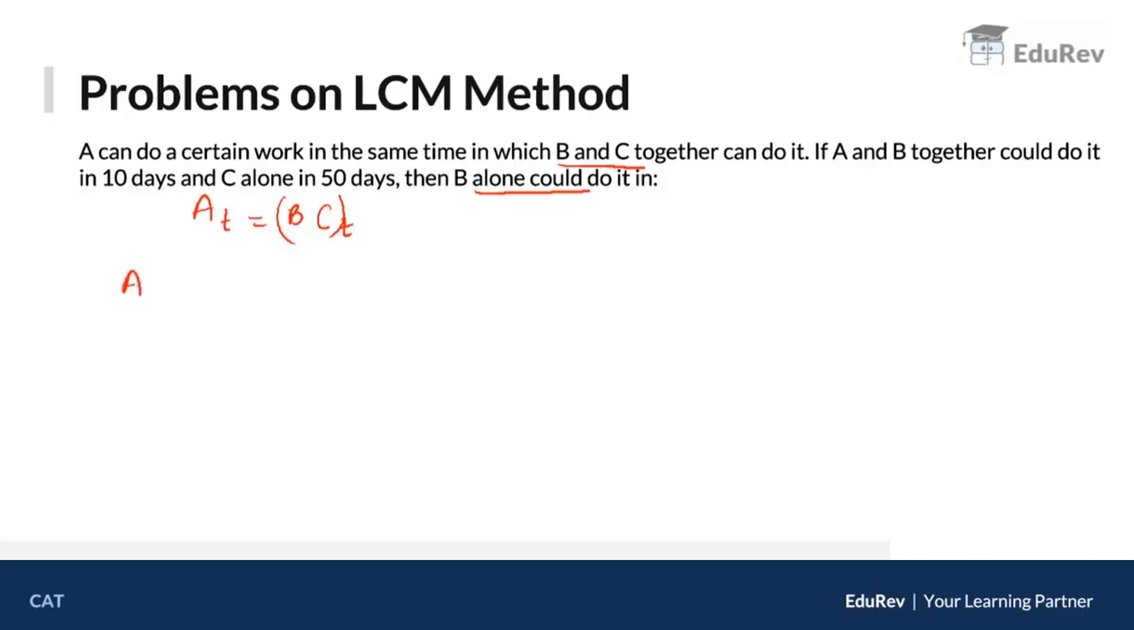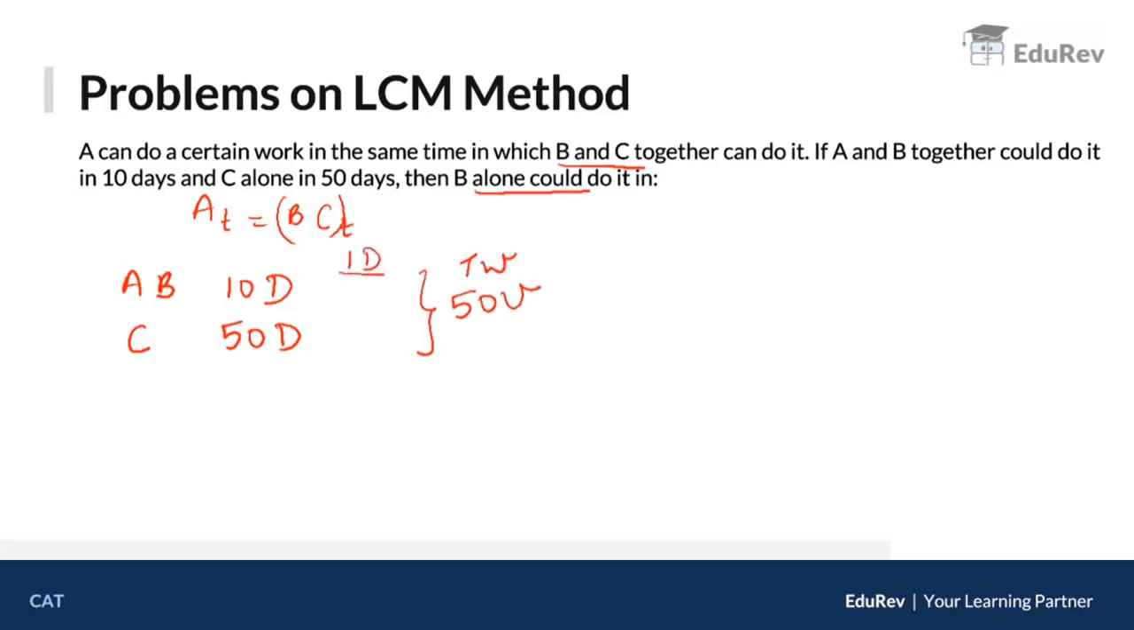See, understand. A and B together could do it in 10 days. C alone could do it in 50 days. Okay? What are we going to do? We are going to take the LCM again. So the LCM of 10 and 50 will be 50 units. So this is my total work.